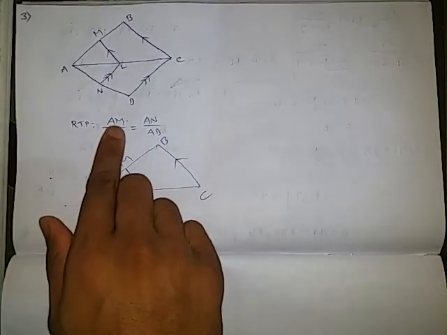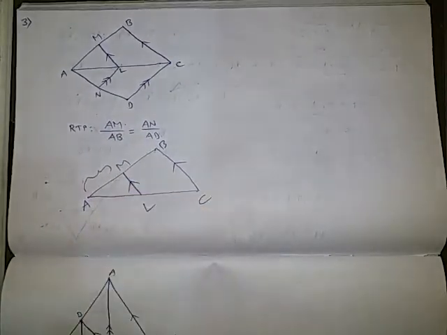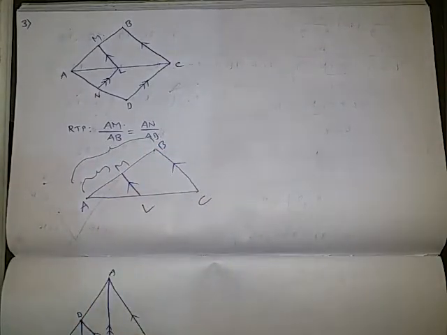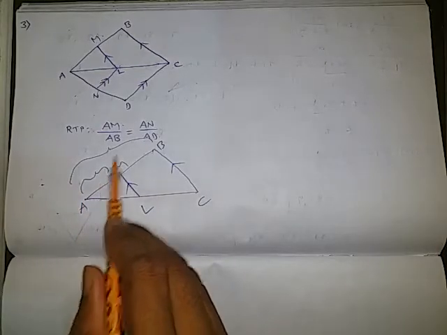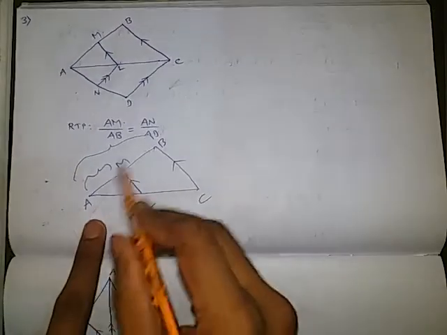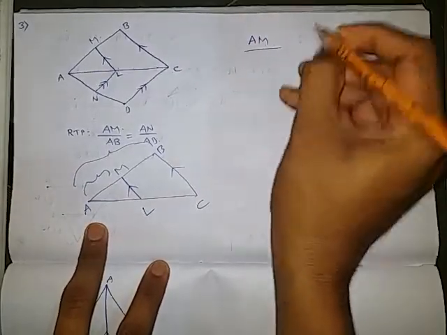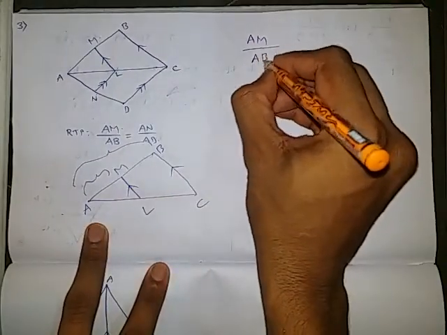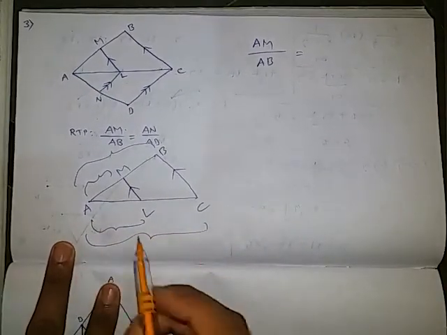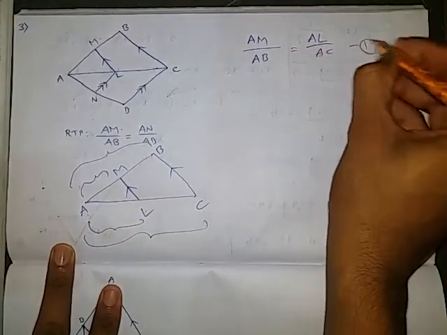Required to prove AM by AB. AM means upper one by AB. AB means total. So in this case he is asking upper one by total. Now for this triangle I will apply the BPT, that is upper one by total, AM divided by total AB, that is equal to the same downside also, upper one by total, that is AL by AC. This is one equation I got.